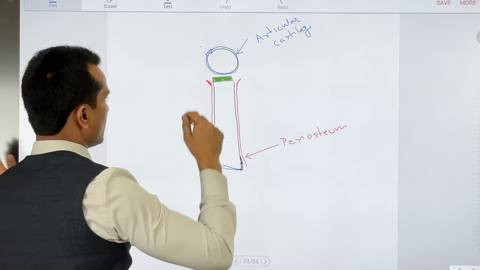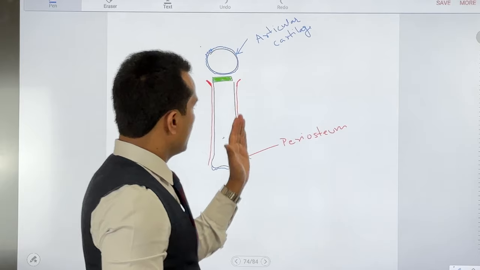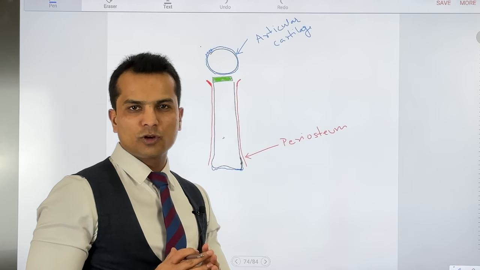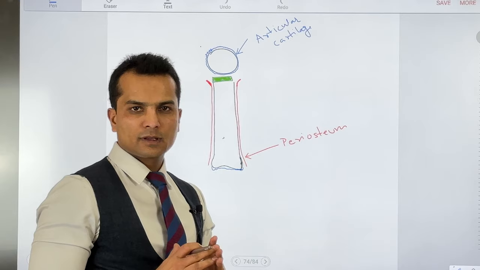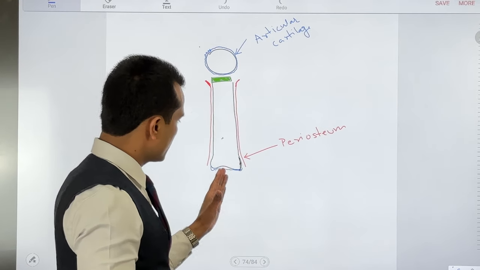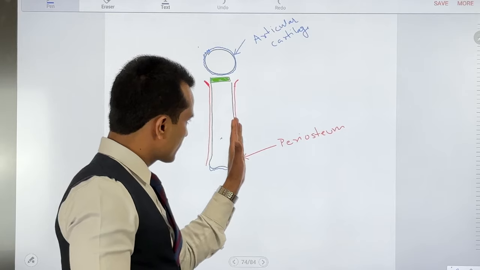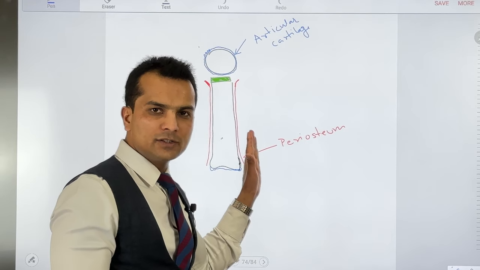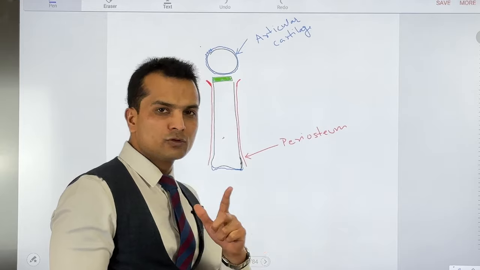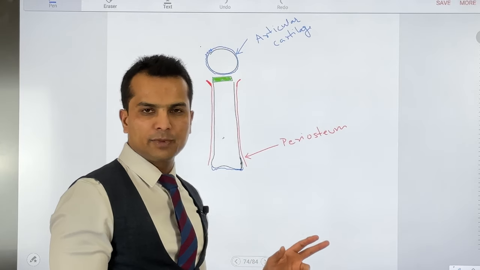Articular cartilage, which is also a type of hyaline cartilage, has the purpose of simply allowing the articulation of the joint. So the epiphysis is covered by articular cartilage, as you can see here, and the diaphysis and metaphysis are covered by this sticker-like covering. Later I will show you the structure also, and this is called the periosteum.